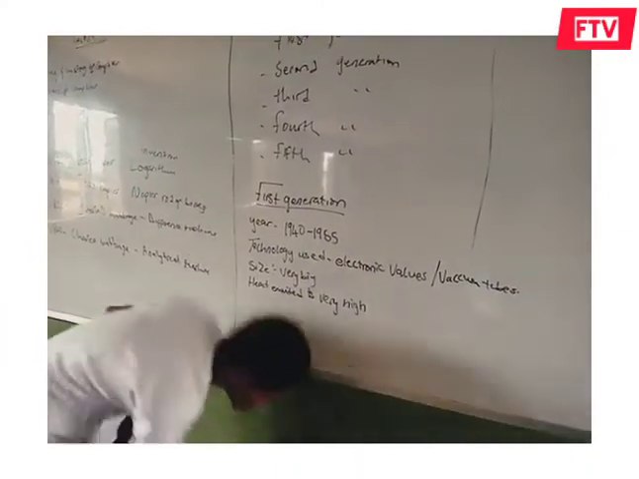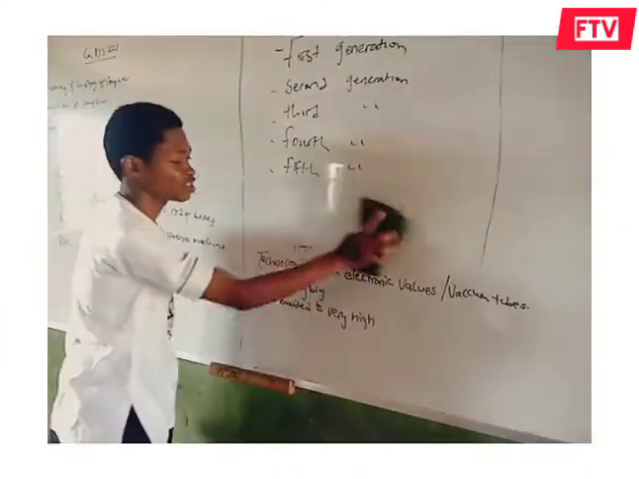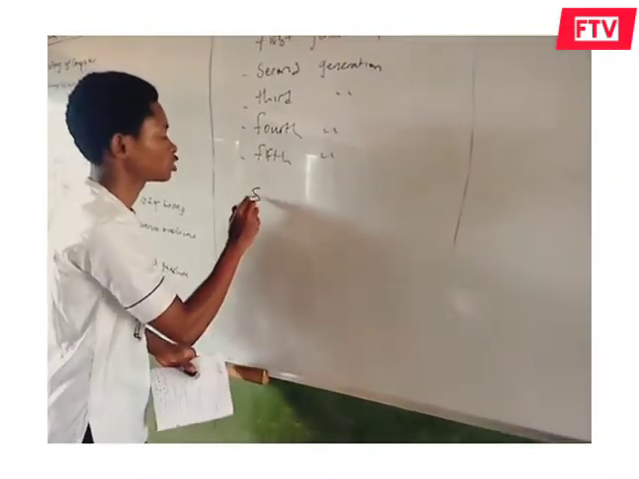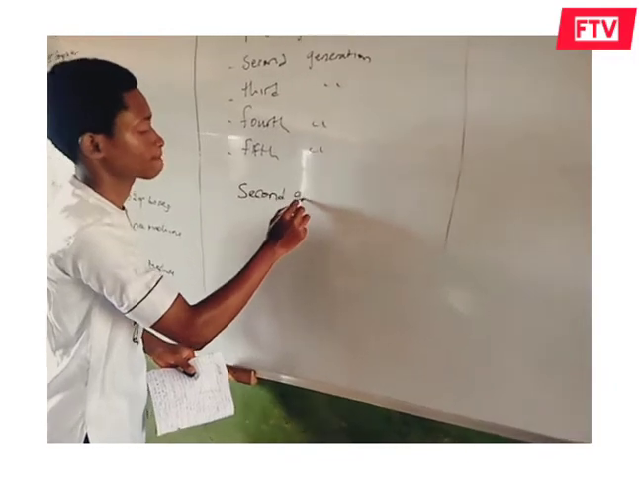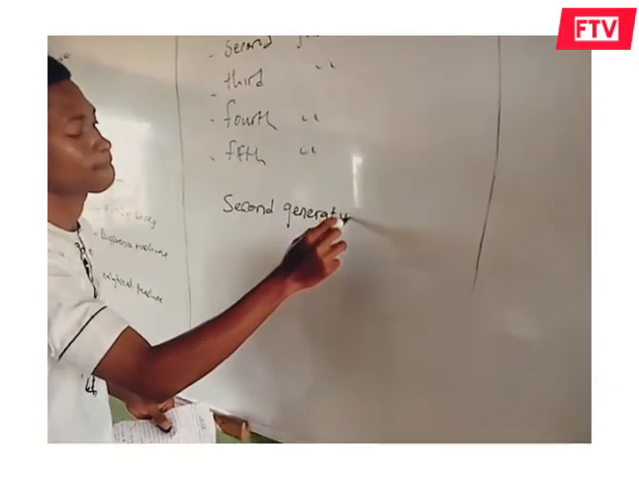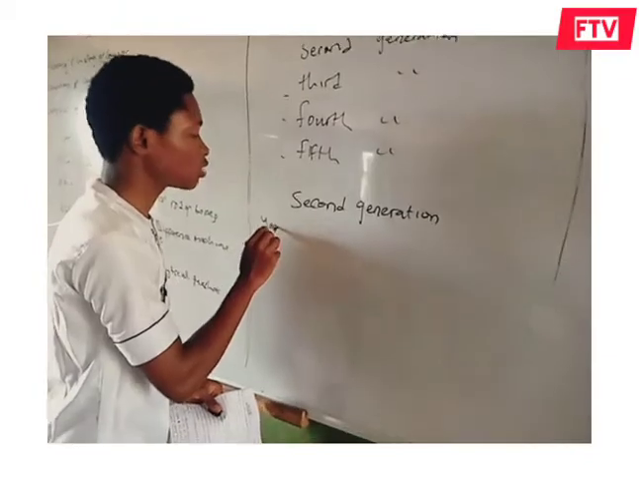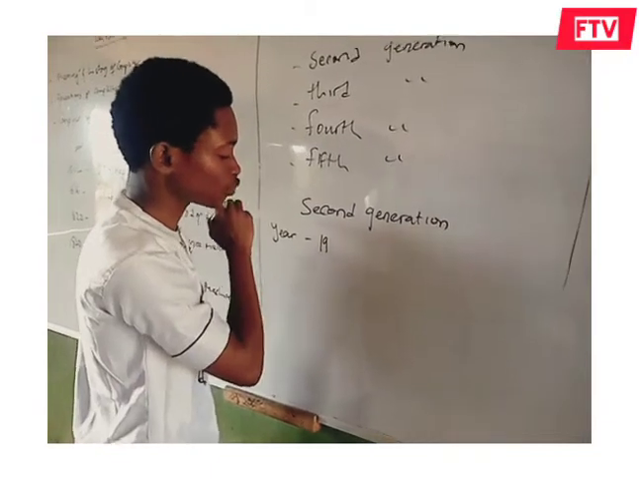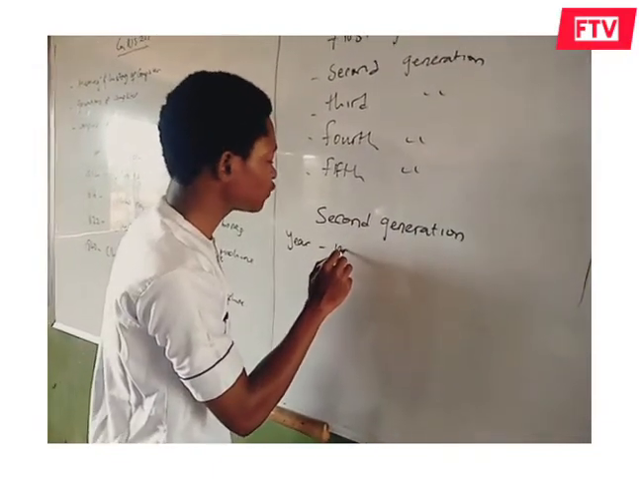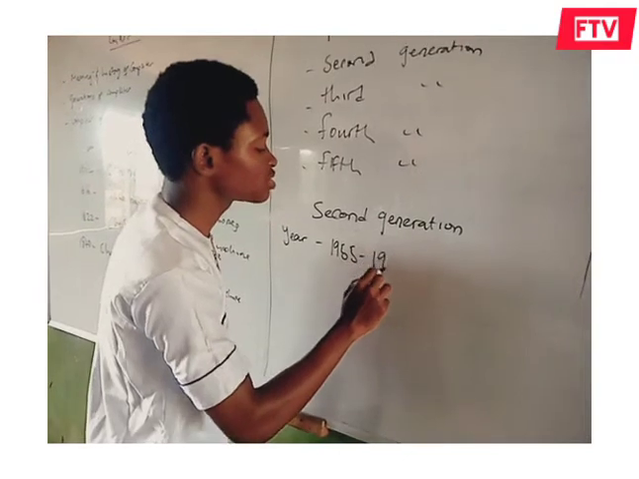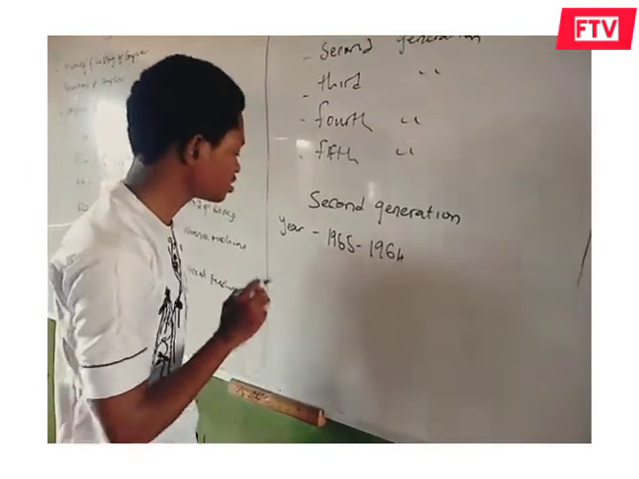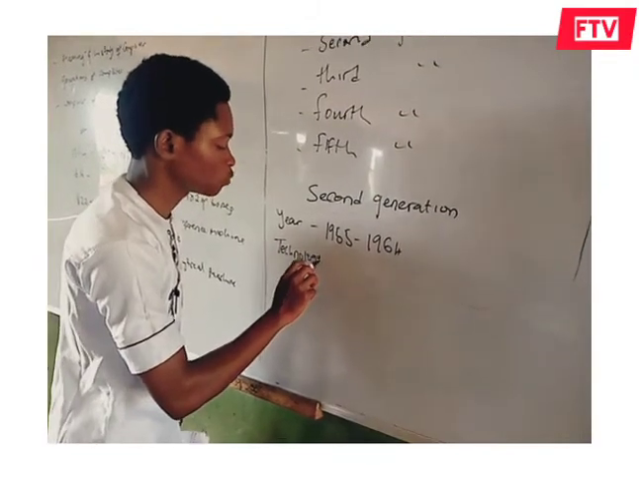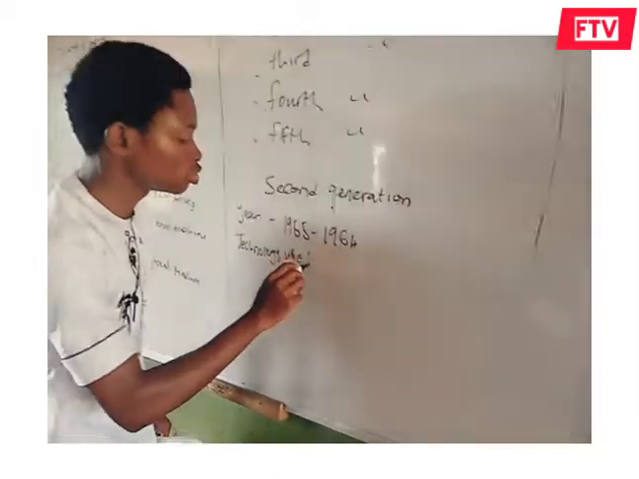Now let's go to the second generation. This is the first generation, and now the second generation of computer. Let's take a look at the year. It occurs from 1955 to 1965. The technology used is different from the first one, which used vacuum tubes.